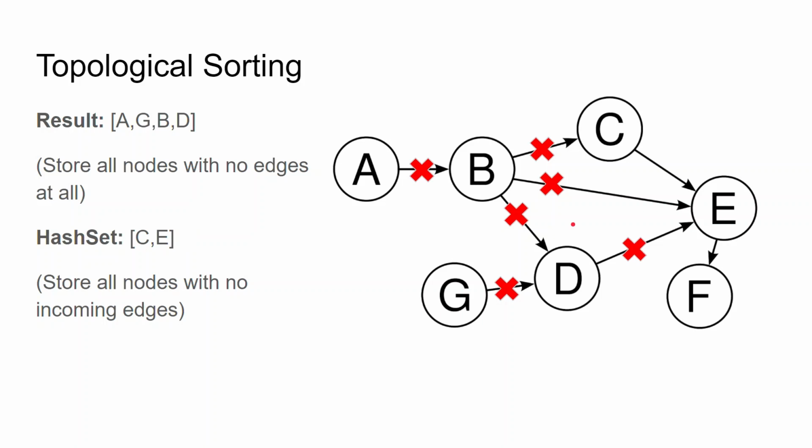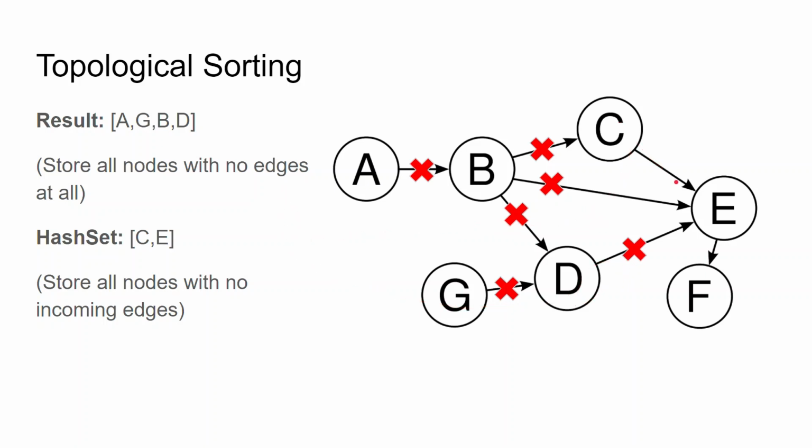And then we're going to get B onto the result because B now has no edges, right? All the edges that B has is gone. Now we have D, right? So when we do D, we also have to remove all the connections that D has. Now D has a connection with E, now we remove that. And now D has no connections. Now we're just going to add D onto the result list.